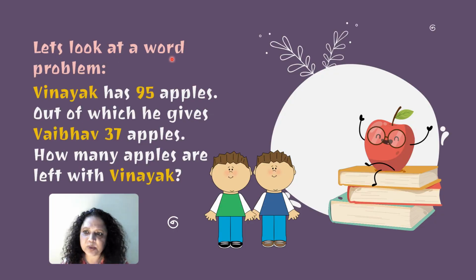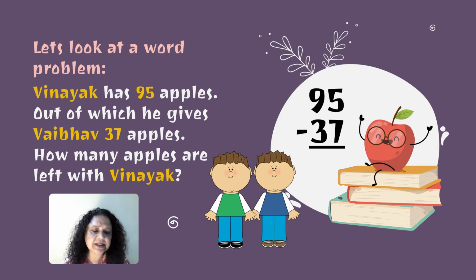Let's look at a word problem. Vinayak has 95 apples, out of which he gives Vaibhav 37 apples. How many apples are left with Vinayak? Let's do the sum here, children. 95 minus 37. So in the ones place, we have 5 and 7. In the tens place, we have 9 and 3.